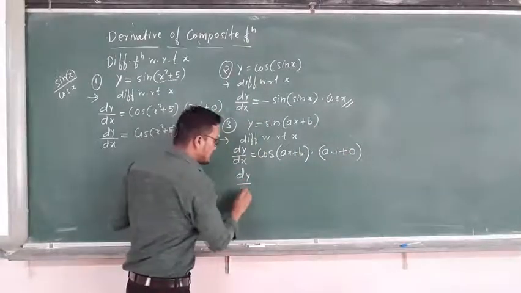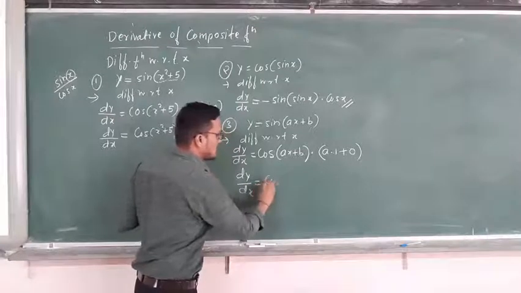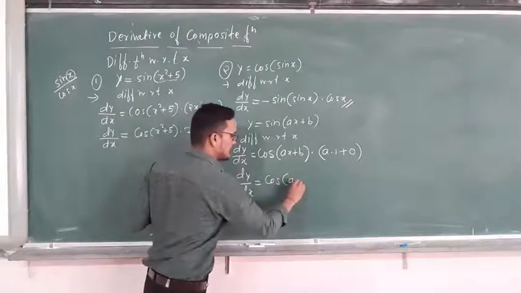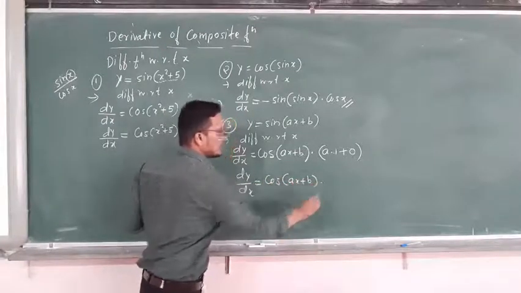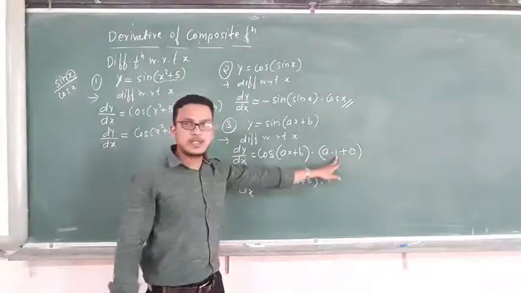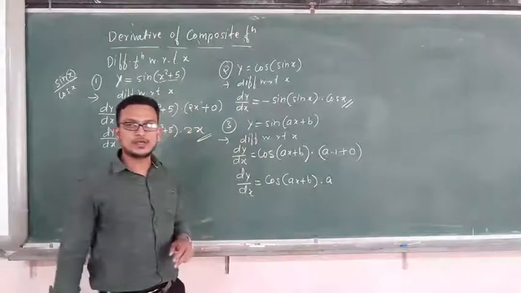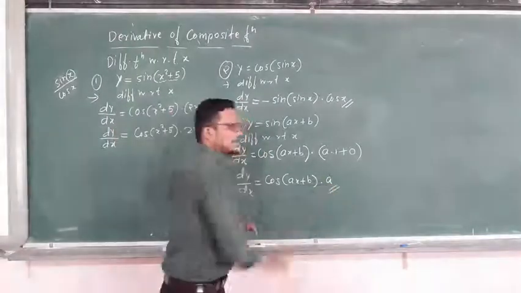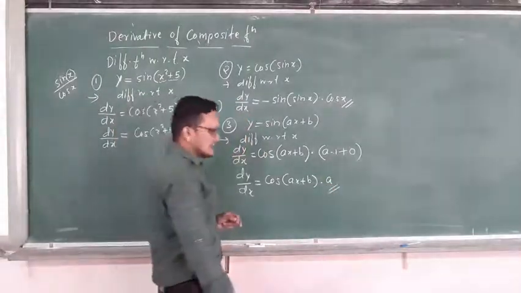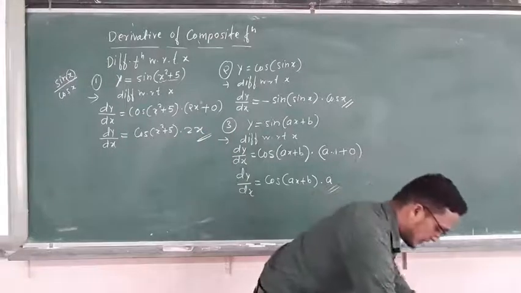Now dy by dx is equal to cos of ax plus b into a into 1 plus 0, which is a. So this is your answer. Let us take the next example.